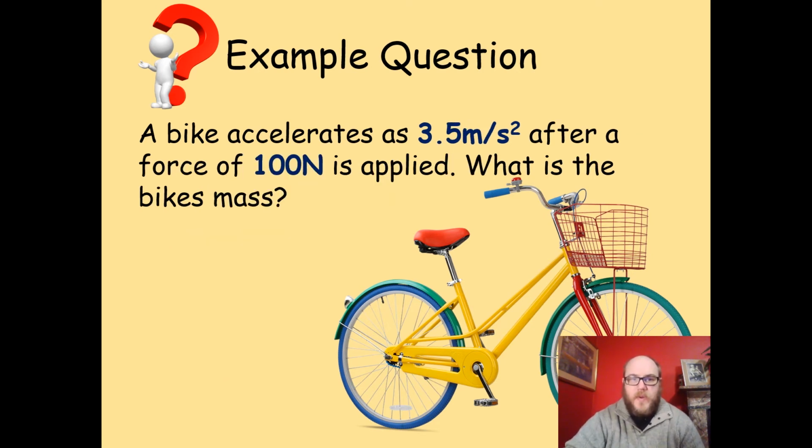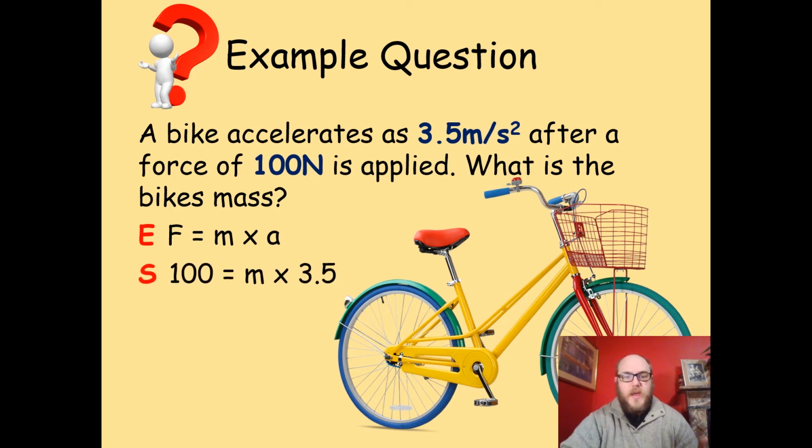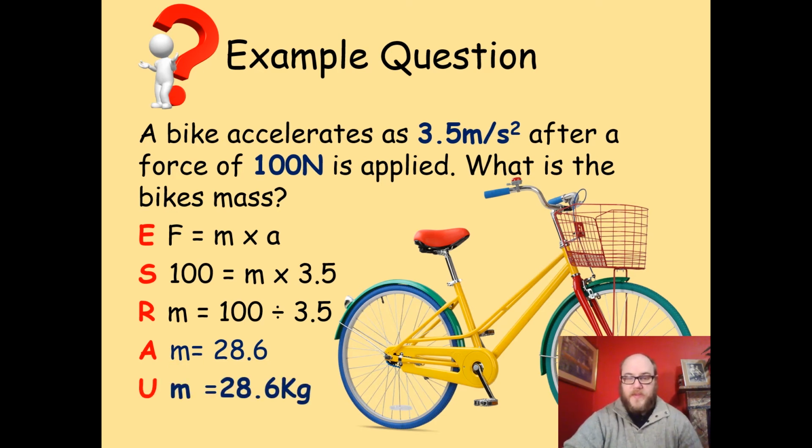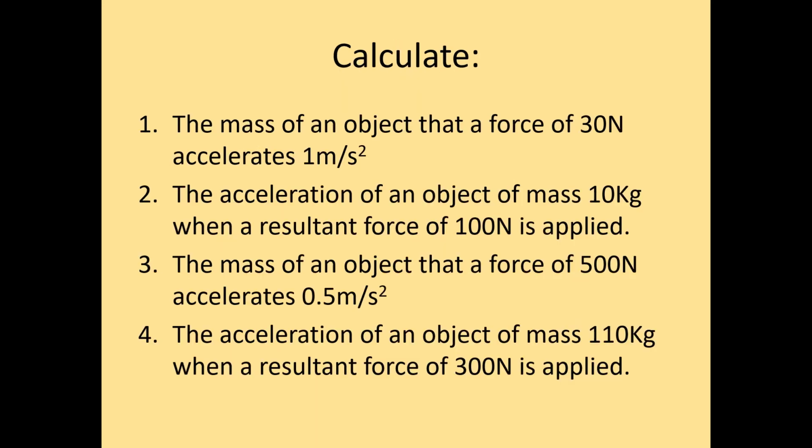Okay, here's another example. This time the bike is accelerating at 3.5 meters per second squared after we've applied a force of 100 newtons. What is the mass of the bike now? Again, let's do SRAL. Force equals mass times acceleration. Substitute in the numbers: 100 equals m times 3.5. Need to rearrange. Need to divide both sides by 3.5. So there we go. Mass is equal to 100 divided by 3.5. The mass is 28.6. It's a much heavier bike. 28.6 kilograms.